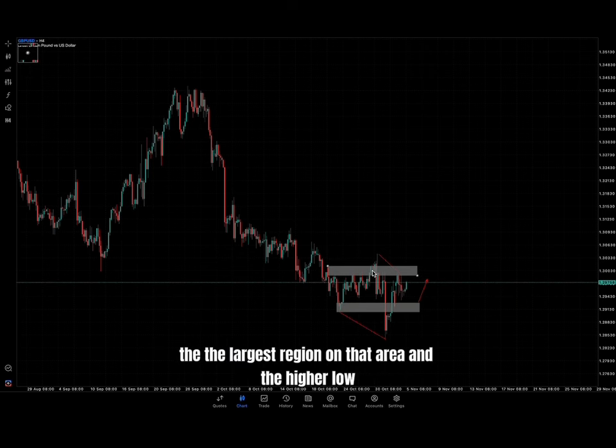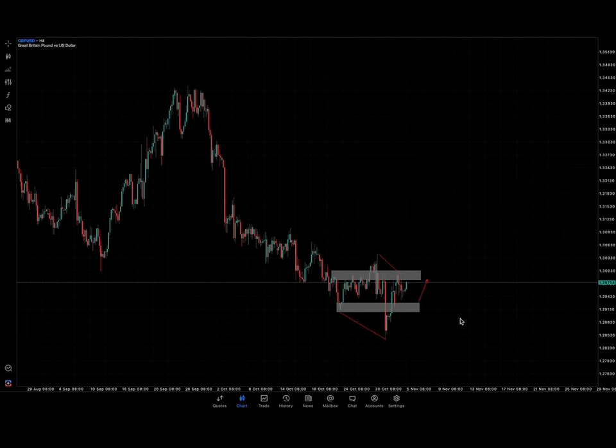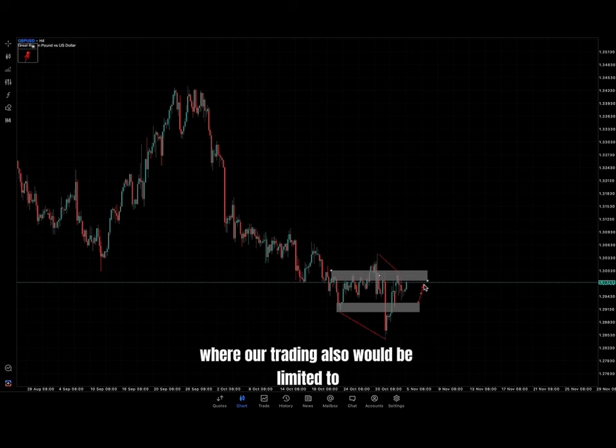What is a higher high? The largest region in that area, and the higher low is the second lowest region in that area. On that region, we connect our gray area, so that we can identify where the arrow should be limited to, where our trading also would be limited to.